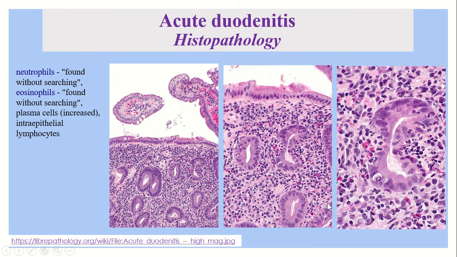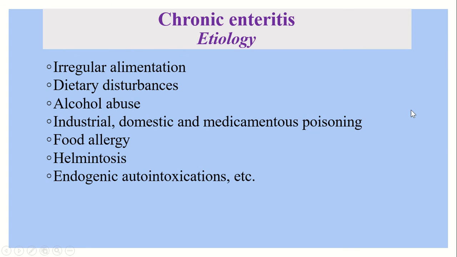This slide illustrates the histopathology of acute duodenitis, with neutrophils and eosinophils, which are found without searching. You see here the low, middle, and high power fields. And you see here the neutrophils with an abundant number of eosinophils. Sometimes you can find plasma cells and intraepithelial lymphocytes. Here you see the intraepithelial lymphocytes.